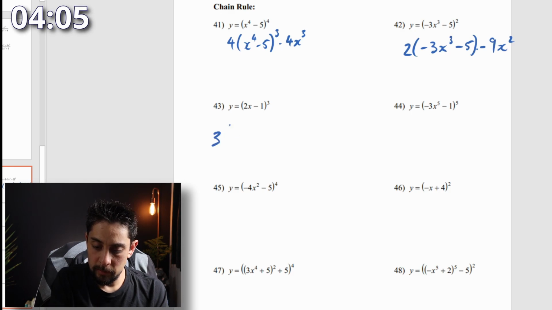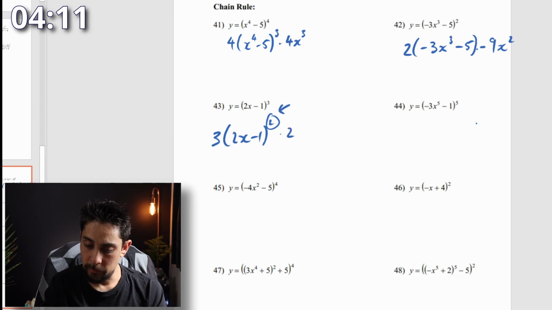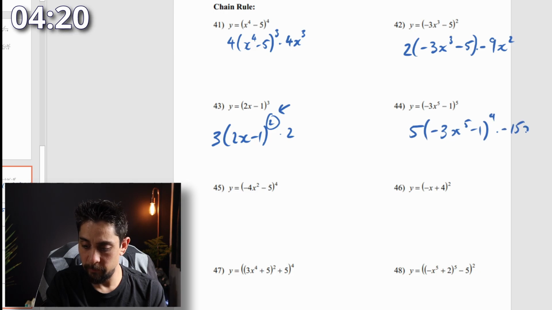The part that I usually screw up here is I forget about the power, like that power there. I usually forget about that when doing these ones. Negative 3x^5 minus 1 to the 4 times negative 15x^4.